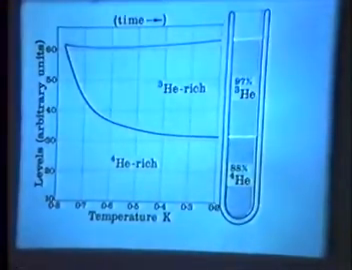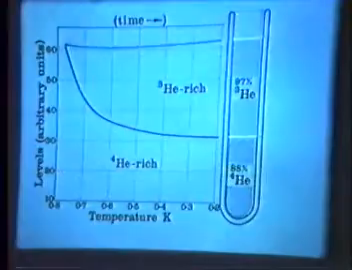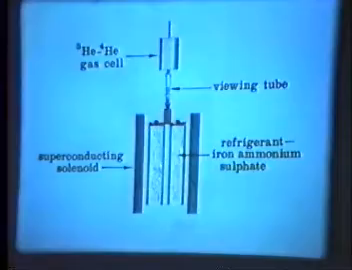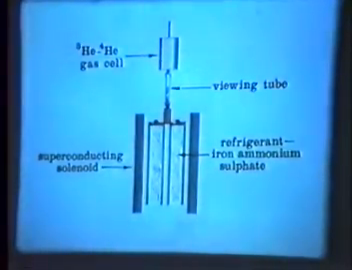It will drop rapidly at first, and then more slowly as the temperature falls. This is the sketch of the apparatus. At the top is the gas container, a stainless steel chamber with a glass viewing tube below it, filled at room temperature to 40 atmospheres pressure, 20 atmospheres each of helium-3 and helium-4, to give about 1/3 of a cc of liquid when all the gas is condensed.